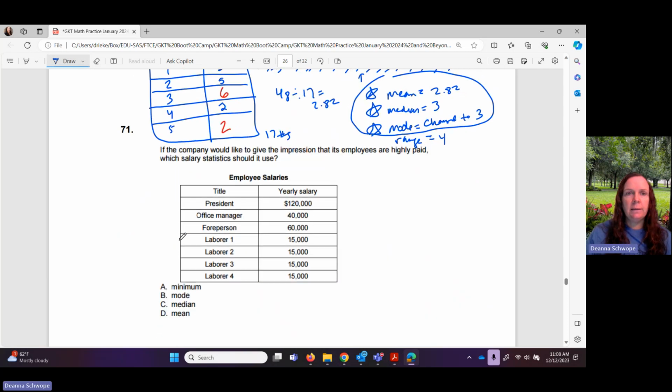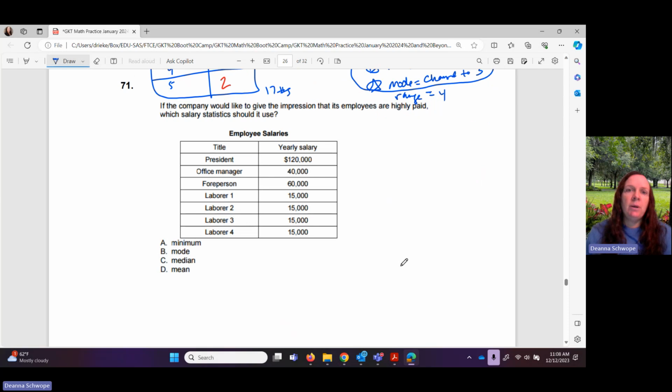All right, 71. If the company would like to give the impression that its employees are highly paid, which salary statistics should it use? So let's just look at it. Remember what I told you guys about outliers. If you look here, we've got a pretty big outlier here. We've got an outlier for the president and an outlier for the foreperson. And those are most likely going to skew the average much higher. So if they advertise, everybody averages this much pay, it's probably going to be something with the outlier.